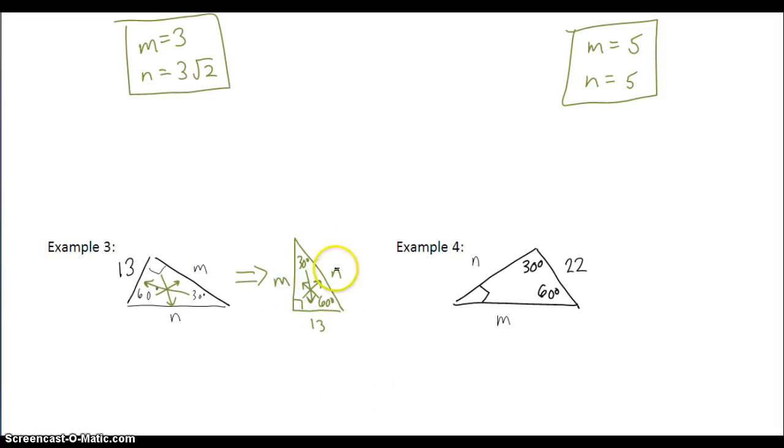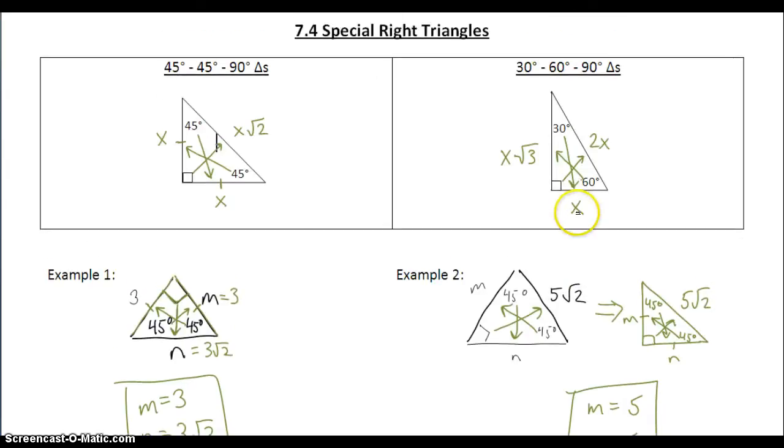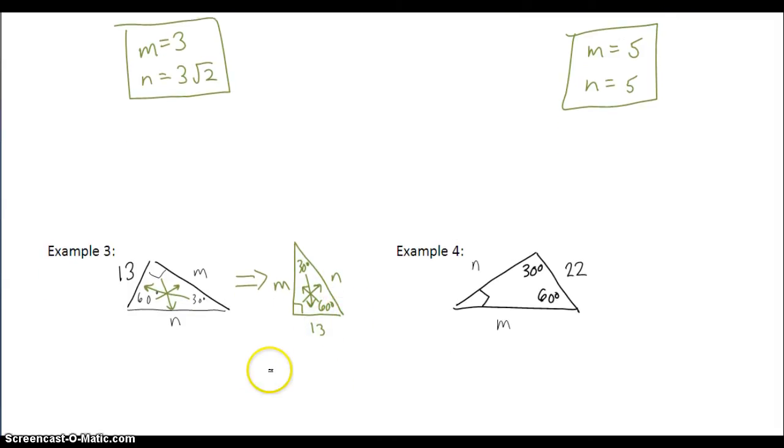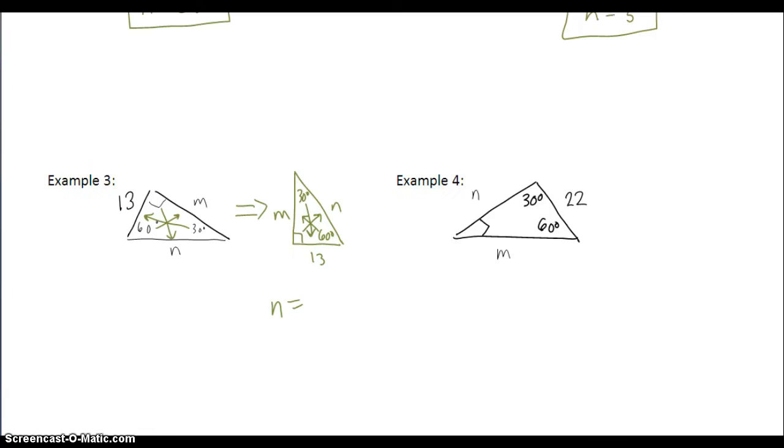So if I look at this example, I know my shortest side. I know my x value. X in example 3 is 13. So if I want to go from the smallest side to the biggest side, I'm going to double. So to go from this side to my hypotenuse, I'm going to double 13. So n, in this example, is going to be 13 times 2. And 13 times 2 is 26.